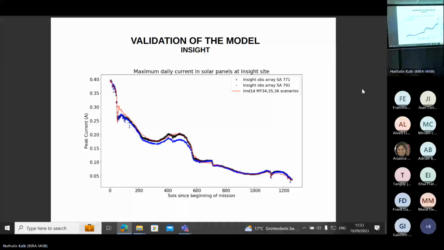But I think that the decrease of the efficiency of the panel is negligible with regard to the dust that accumulated on it. I mean, the decrease of the current is due mostly to the dust and not the efficiency, I guess. Yeah, of the panel. Maybe it's more important than I think.